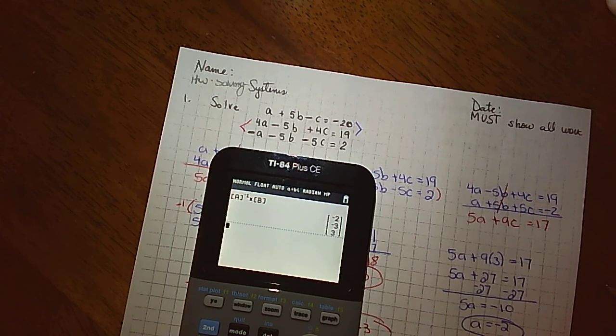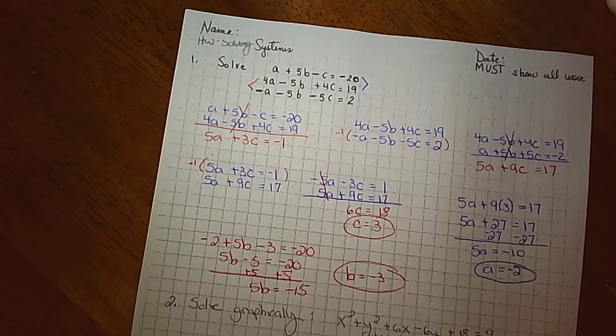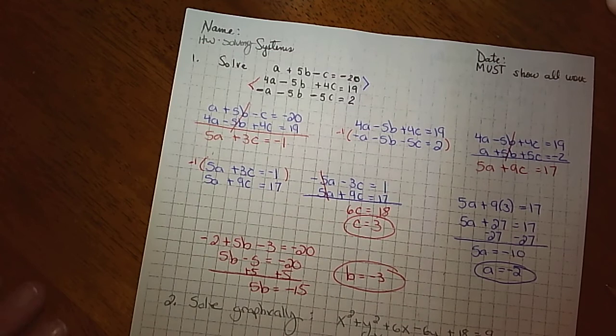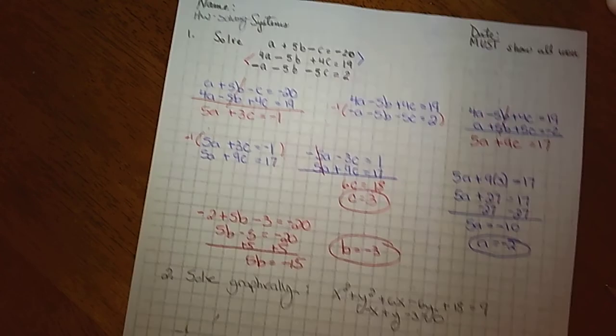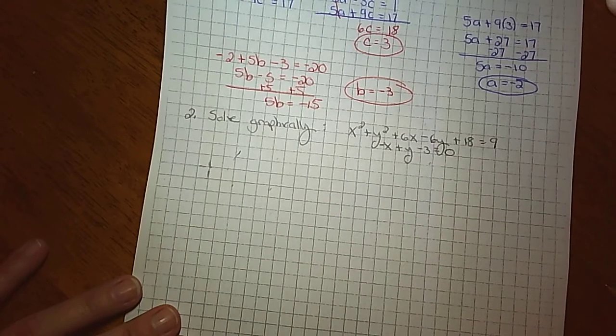And there's the 3 answers we should have got. A should have been -2, B should have been -3, and C should have been 3, which is what we got. So yay, there we go. All right, so that's our 3 by 3 algebraic system. Now let's move further down the page and take a look at solving graphically.